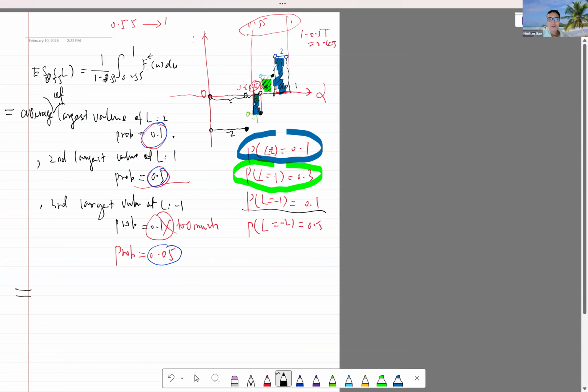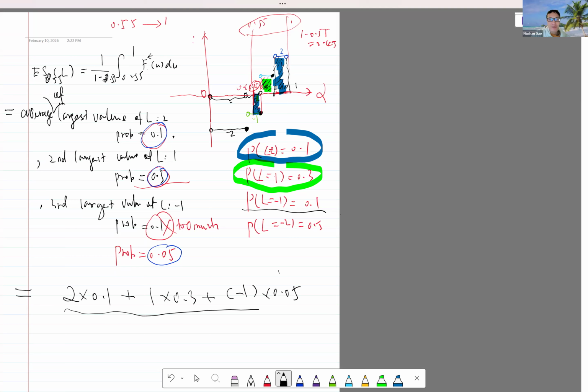So if we understand the expression this way, it's much easier to calculate. The largest value is 2, and the probability you use is 0.1. The second largest value of L is 1, and the probability you use is 0.3. The third largest value of L you use is -1, and the probability is 0.05. You see, you are doing an average, so the total probability you use is 0.45, right?